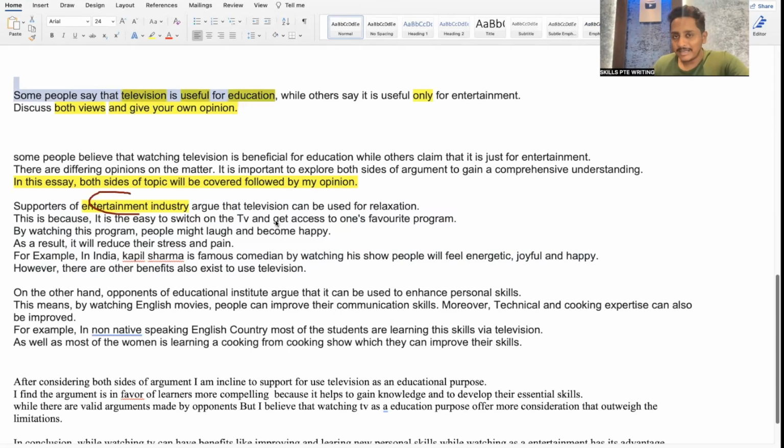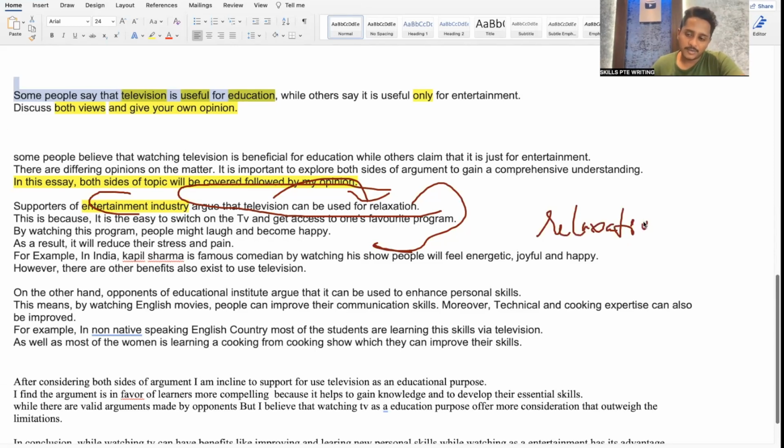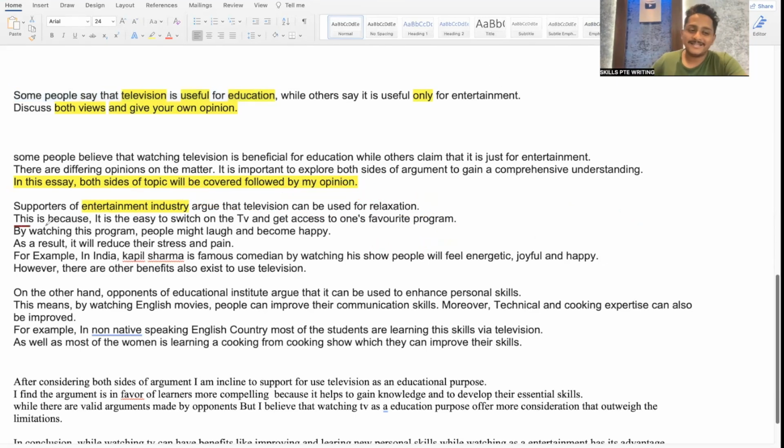"Supporters of entertainment industry argue that television can be used for relaxation." This is the main idea. Television can be used for relaxation, main idea. Now, the entire paragraph should talk about relaxation. You basically should say how it causes a relaxed mind, stress-free, full of entertainment, dopamine effect. We'll see how Akash has written. This is because that's the template that is given. "It is easy to switch on the TV and get access to one's favorite program." Wrong.